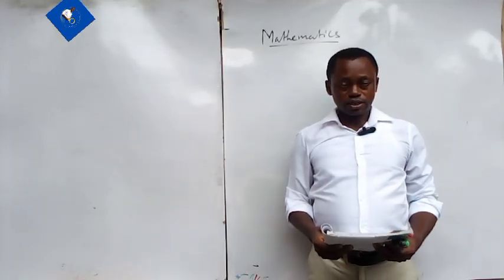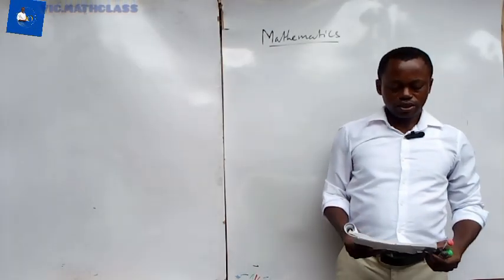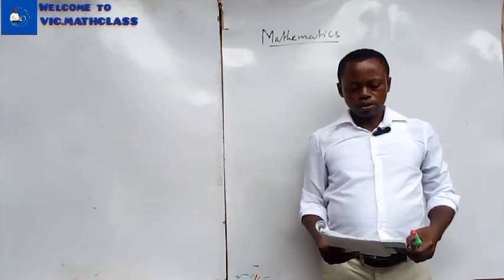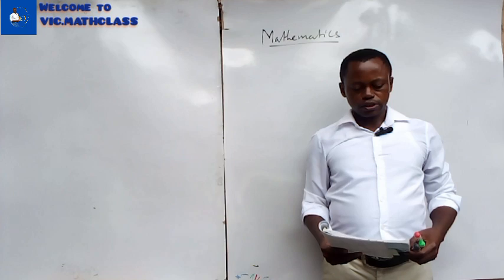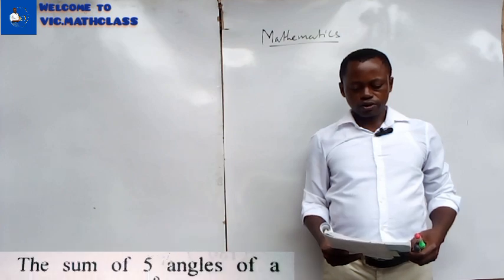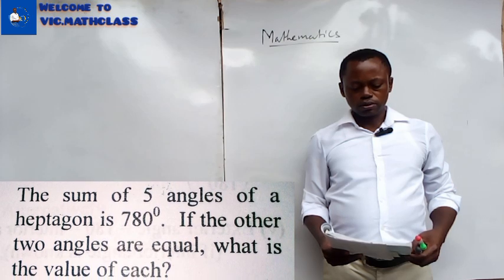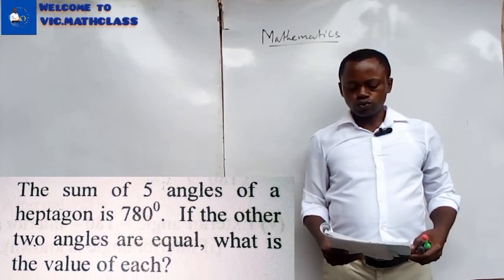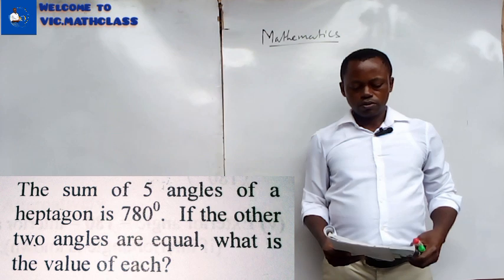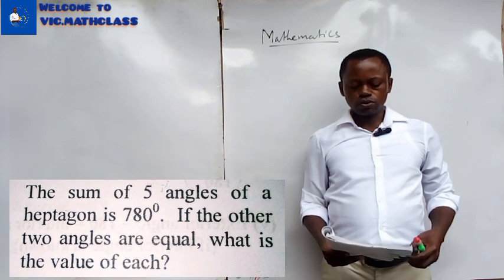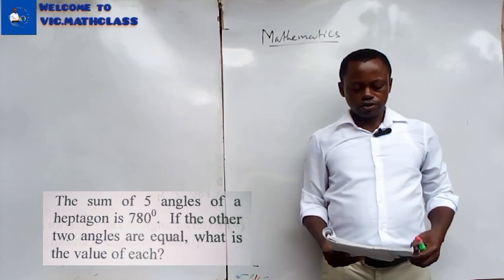My name is Victor Digomo here, and in this class we are looking at another question around polygon. This question we have here says the sum of 5 angles of a heptagon is 780 degrees. If other two angles are equal, what is the value of each?